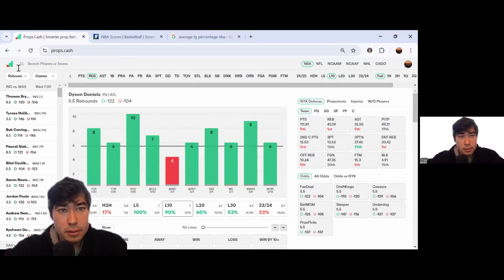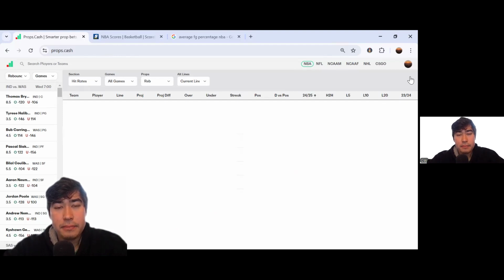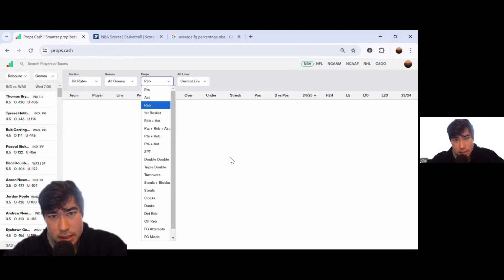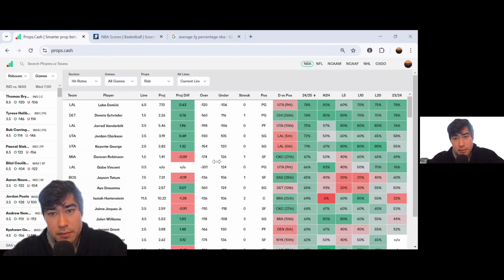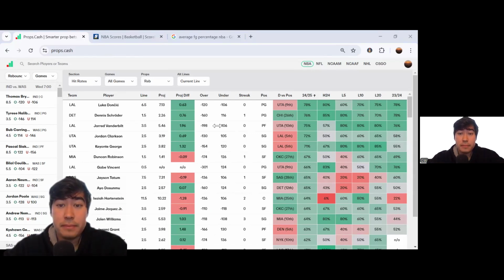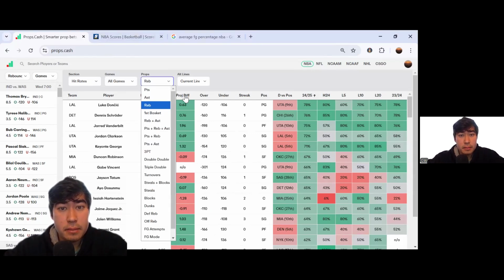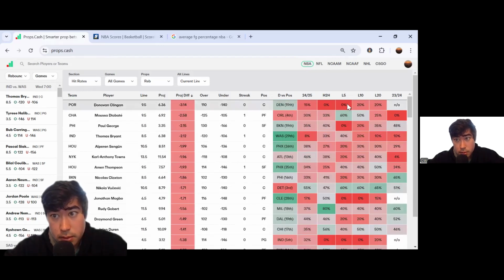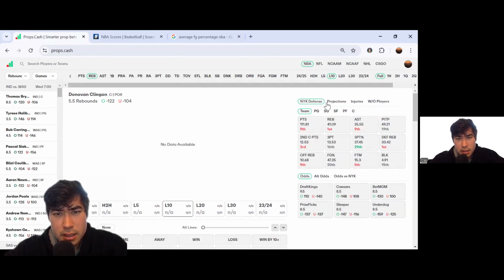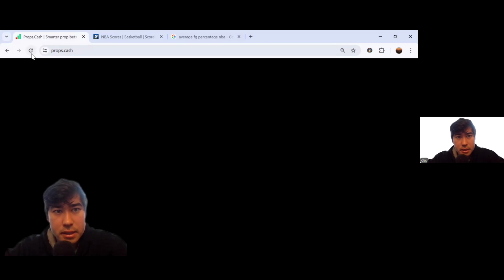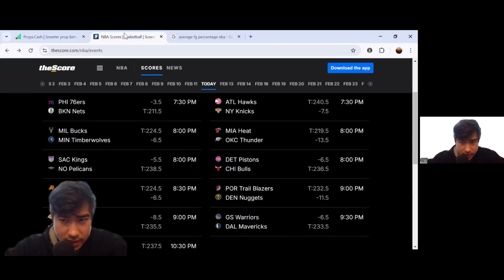Let's try to find an under real quick. I don't know. You guys get the gist though. We're basically looking for a 1+ rebound under, or a 1+ over. Either way, it's fine. But yeah, maybe we can find a quick example here. So maybe Klingon. Oh yeah, Klingon's getting no minutes. If his line's 9.5, clear under here, playing against the Knicks. I don't know. That's clear under. Props that cash is bugging, but yeah.